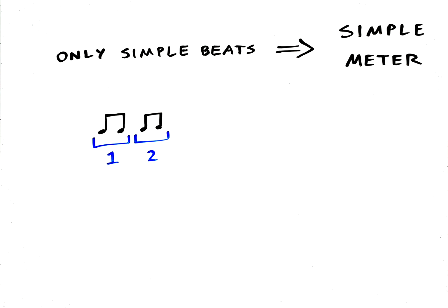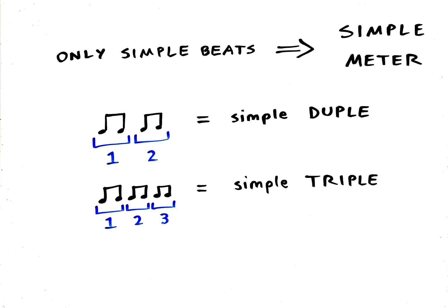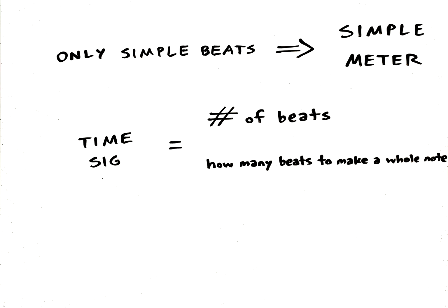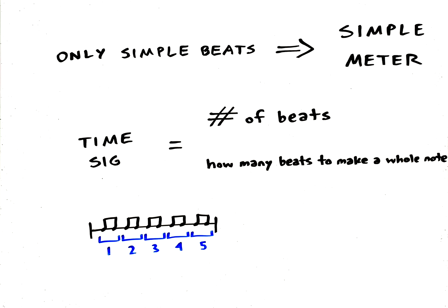A meter with 2 simple beats is simple duple. A meter with 3 simple beats is simple triple, and so on. To write the time signature of a simple meter, just write the number of beats on the top, and on the bottom, write how many beats it would take to make a whole note. For example, this measure has 10 eighth notes grouped into 5 groups of 2. All the beats are simple, so this is simple meter.